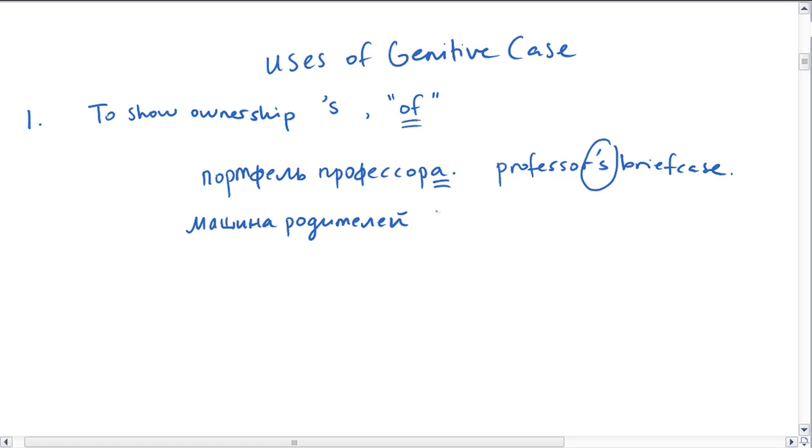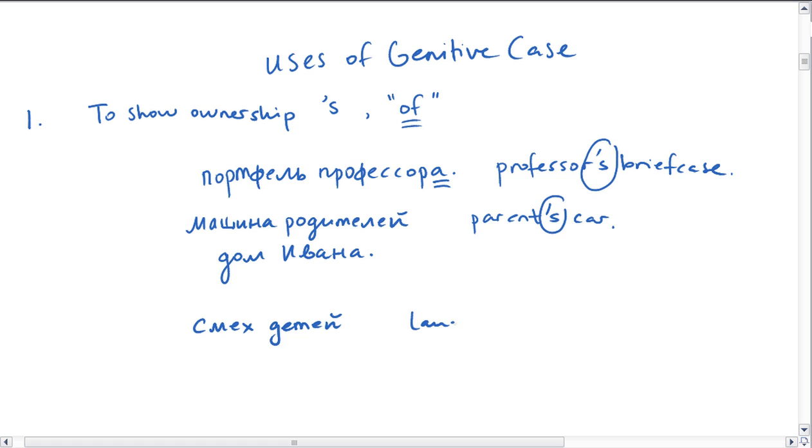Машина родителей, the parents' car. So again, there's our apostrophe s. So anytime you're showing possession, Дом Ивана, Ivan's house. Okay, and then anytime you're saying of, or most times when you're saying of, so we've got the laughter of children, смех детей.